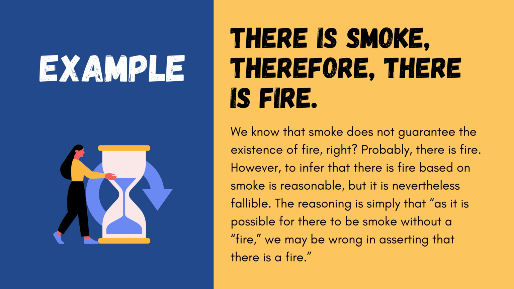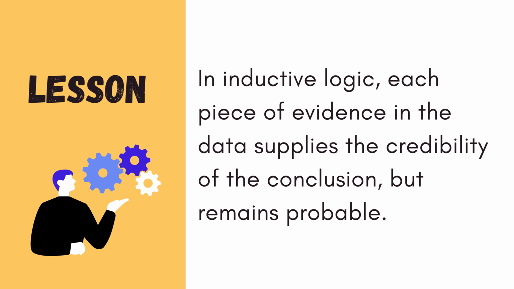An example is: there is smoke, therefore there is a fire. We know that smoke does not guarantee the existence of fire, right? Probably there is fire. However, to infer that there is fire based on smoke is reasonable, but it is nevertheless fallible. The reasoning is simply that as it is possible for there to be smoke without a fire, we may be wrong in asserting that there is a fire.